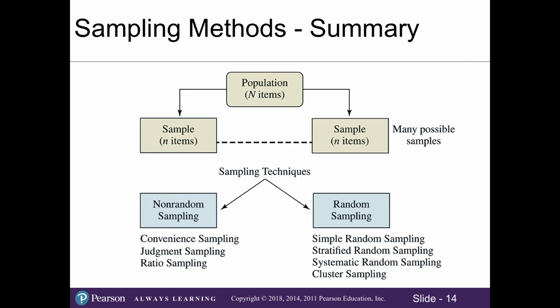So here's a summary of the different sampling methods that we looked at. We have non-random sampling, meaning it's non-chance, and then we have random sampling, where every participant has the same chance of being chosen.